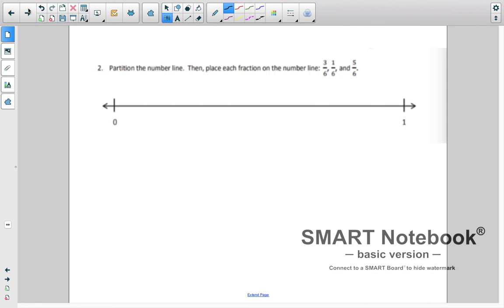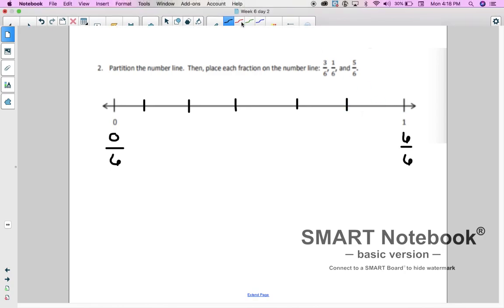It says partition the number line, then place each fraction on the number line: 3/6, 1/6, and 5/6. So the first thing I always do is I label my endpoints first. Because I know that they're all sixths, I know that it's going to be by 6. So the 0 endpoint is going to be 0/6, and the 1 endpoint is going to be 6/6, because that equals 1 whole. Now, my second part is I can partition it. So again, I'm counting out loud. 0/6, 1/6, 2/6, 3/6, 4/6, 5/6, and 6/6.